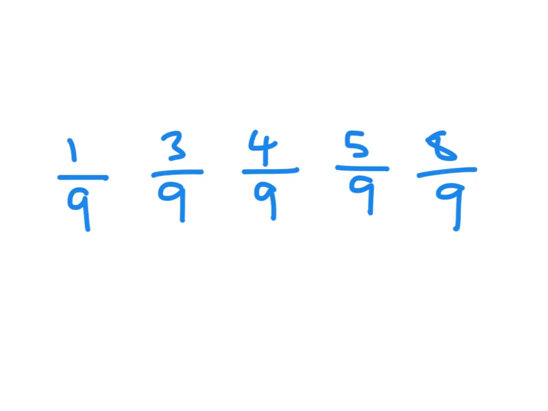Okay, so you're back to have a look whether or not you've got it right. And here you go, we've put the fractions from the smallest to the largest. So here the smallest fraction is 1/9, then it's 3/9, then it's 4/9, then it's 5/9, and the largest fraction that we have here is 8/9. So well done if you managed to get this right.